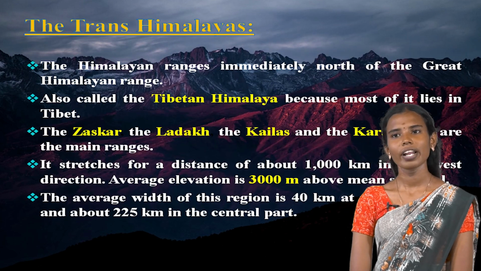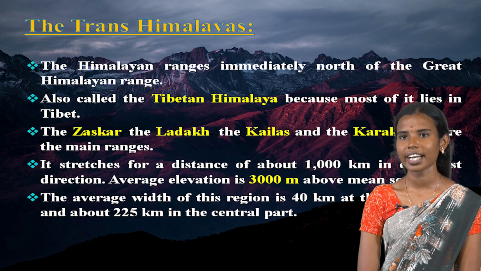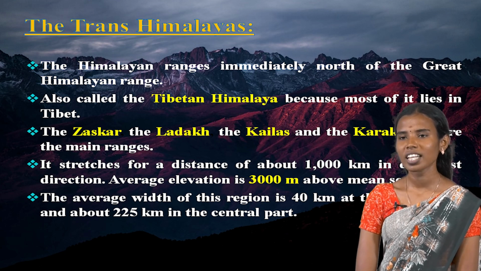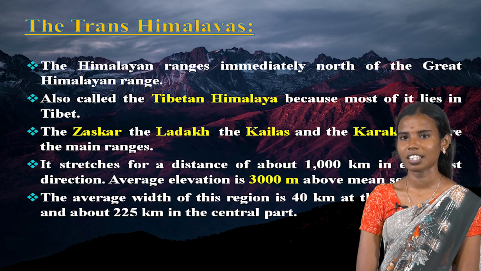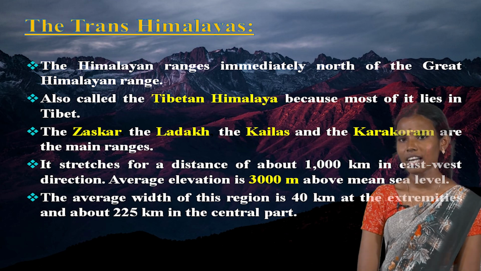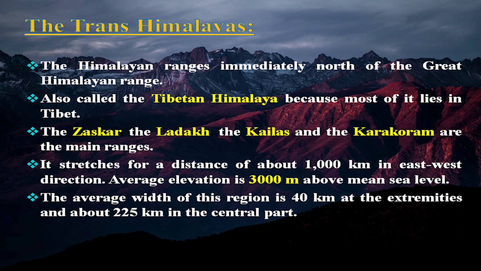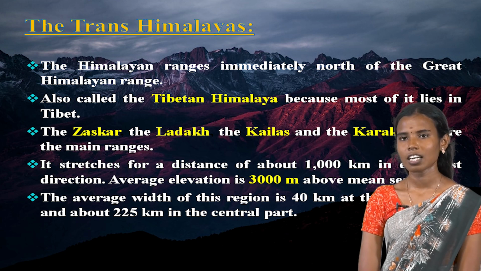Trans-Himalayas. The Himalayan ranges immediately north of the Great Himalayan range are also called Tibetan Himalaya, because most of their part lies in the Tibetan country. The Zaskar, the Ladakh, the Kailash and the Karakoram are the main ranges located in the Trans-Himalayas. The Trans-Himalaya stretches for a distance of 1000 km in the east-west direction at 3000 meters above mean sea level. The average width of this region is 40 km at the extremities and about 225 km in the central part.